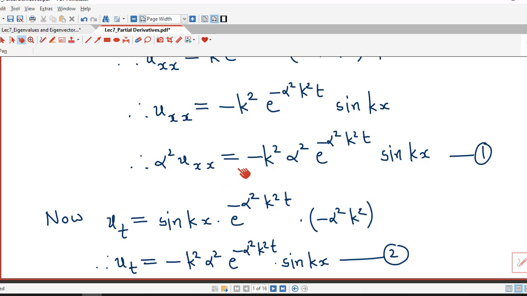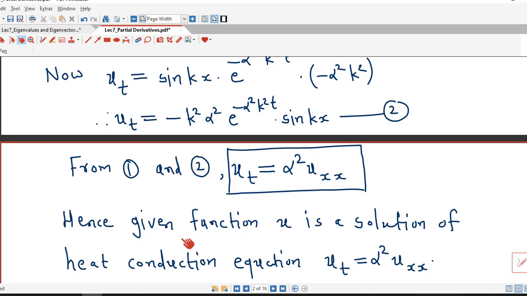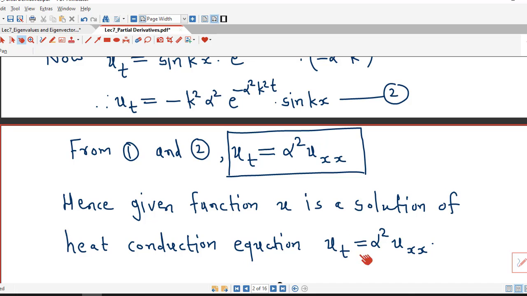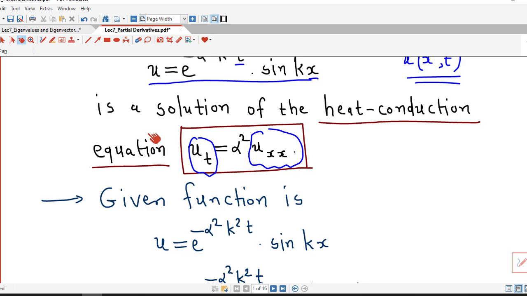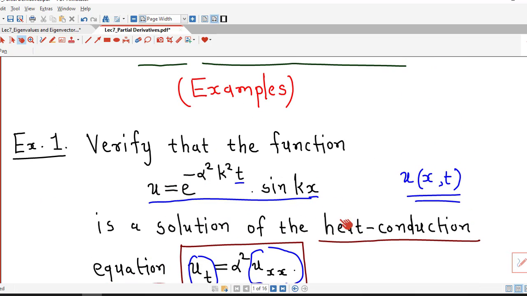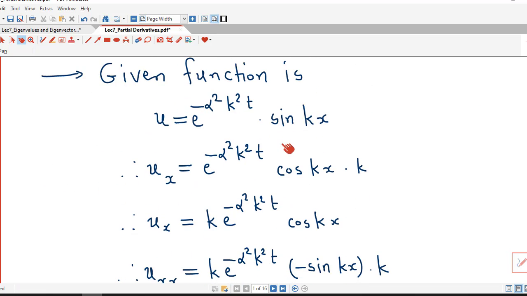So if we compare equations 1 and 2, right hand sides are same, therefore we can say that del u by del t equal to alpha square times uxx. That means given function satisfies this equation, that is, given function u is a solution of heat conduction equation. So sometimes they ask us to find out or to verify that given function is a solution of given equation. So here also we have applied chain rule.